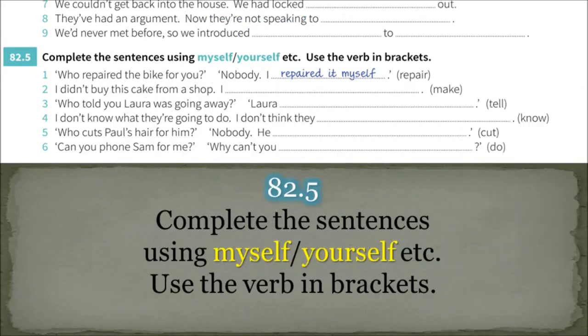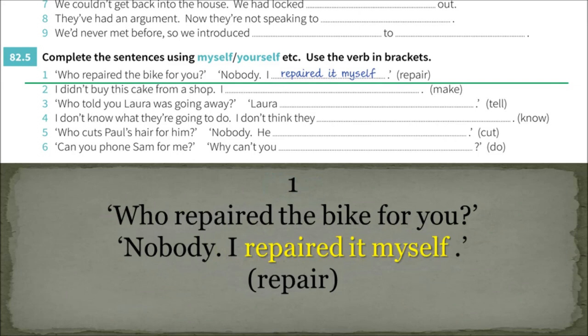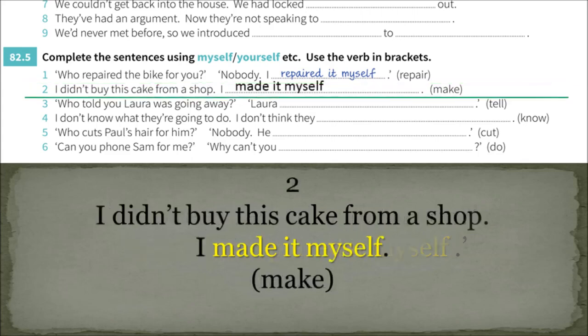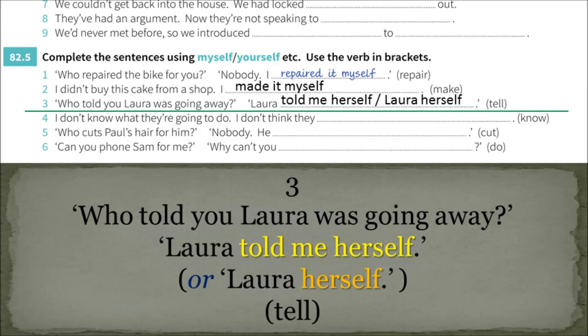82.5. Complete the sentences using myself, yourself, etc. Use the verb in brackets. Who repaired the bike for you? Nobody. I repaired it myself. I didn't buy this cake from a shop. I made it myself. Who told you Laura was going away? Laura told me herself. Or, Laura herself.